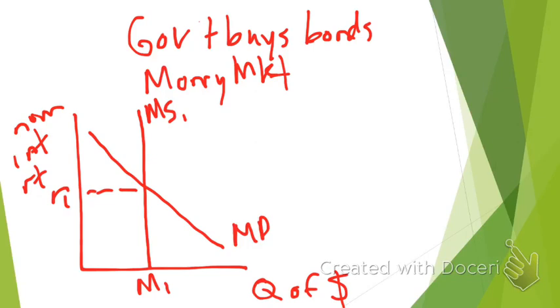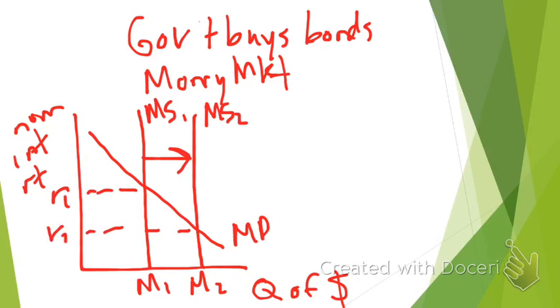And they buy the bonds. That puts more money into the money supply, so that shifts out. So we have money supply 2, and so this is going to be M2, and that brings the interest rate down to R sub 2, right? And that's expansionary, right? They're trying to increase aggregate demand.